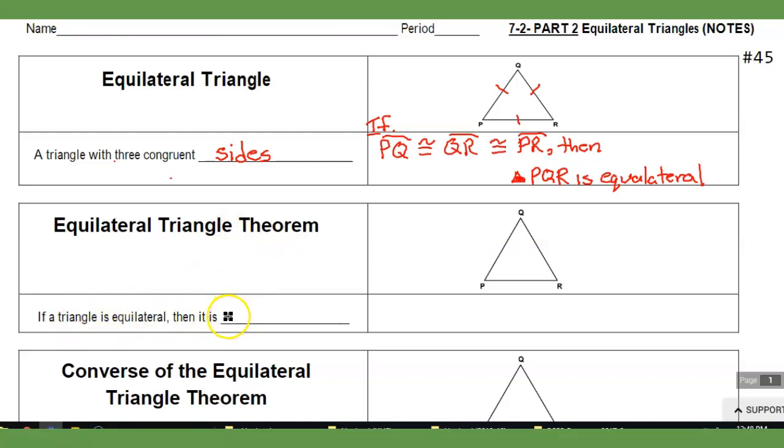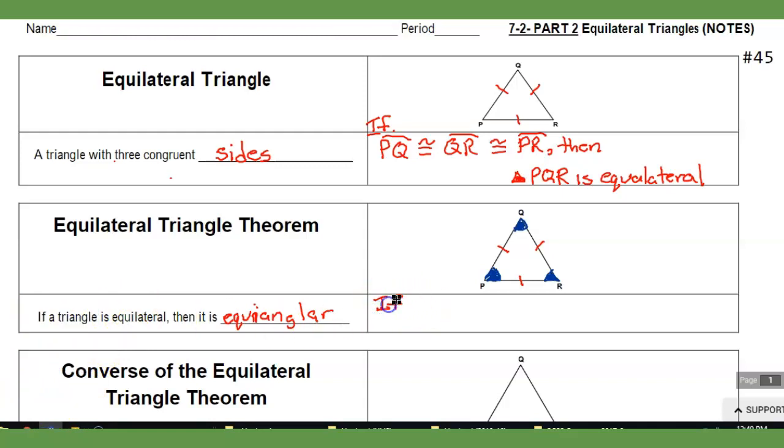also equiangular. So if you have an equilateral triangle, it's equiangular. So if you have three congruent sides, that means you also have three congruent angles, equiangular. And we've known this a long time, that an equilateral triangle has 60, 60, 60 angles, but just formally given a name.